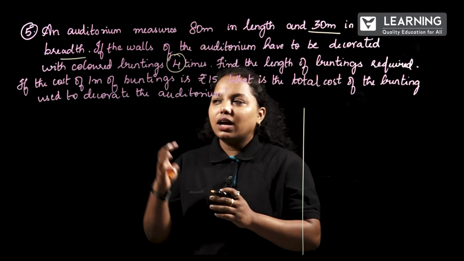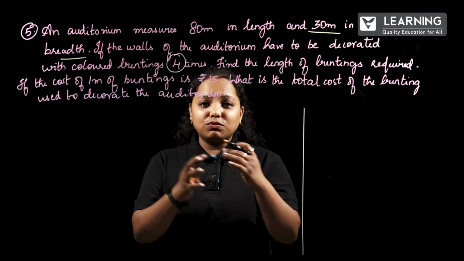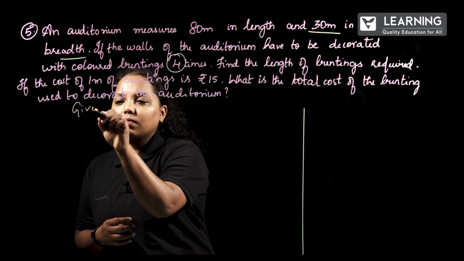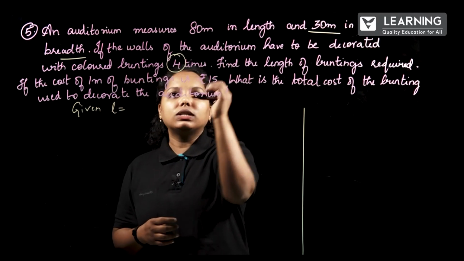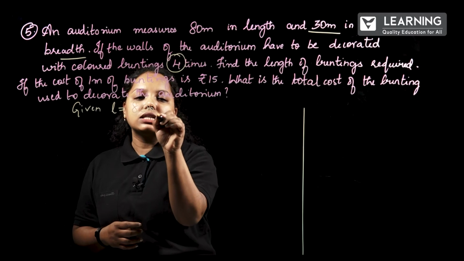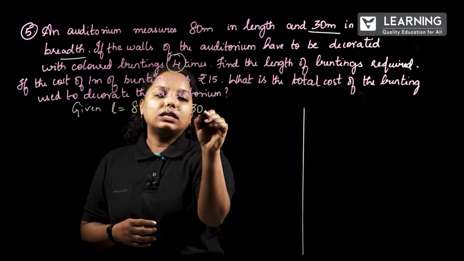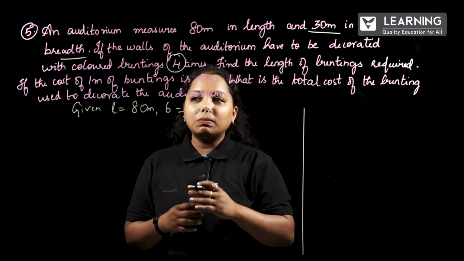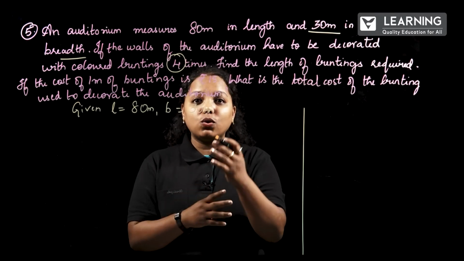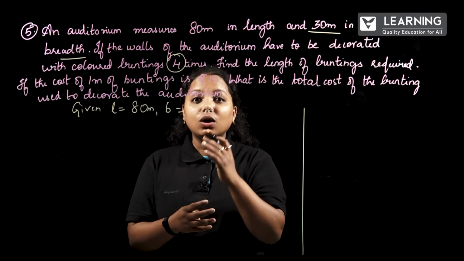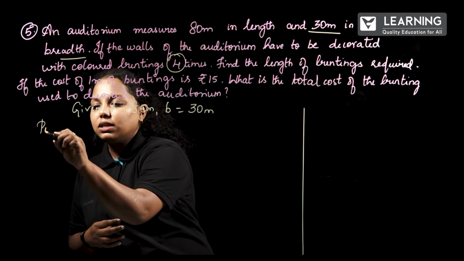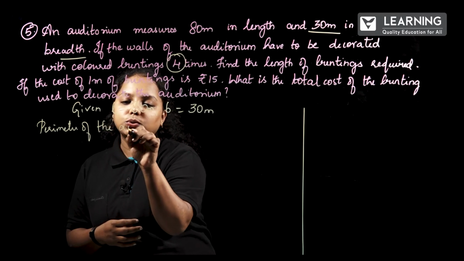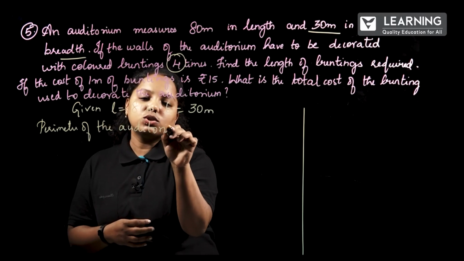Now, let us solve. Since it is a statement, we have to solve with the statement itself. Given: length is 80 meters, and breadth is 30 meters. Before that, there is one important thing: since the walls have to be decorated 4 times, you have to first find out for 1 time, that is the perimeter of the auditorium.